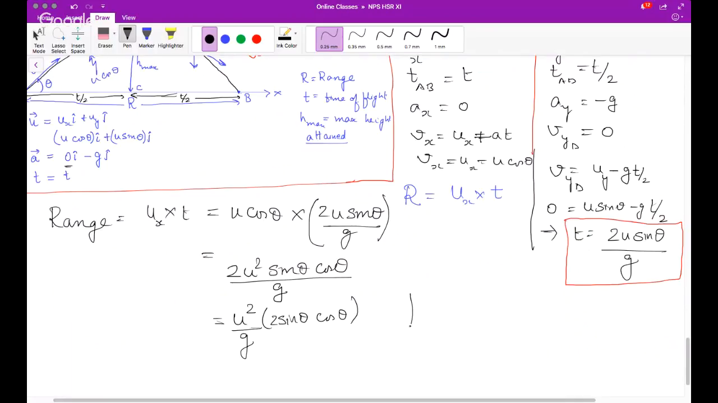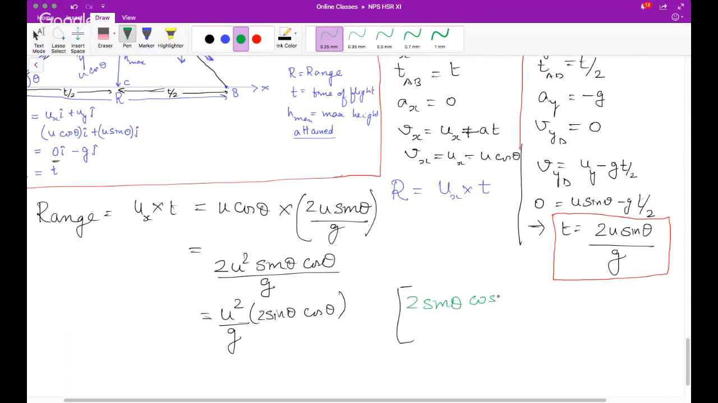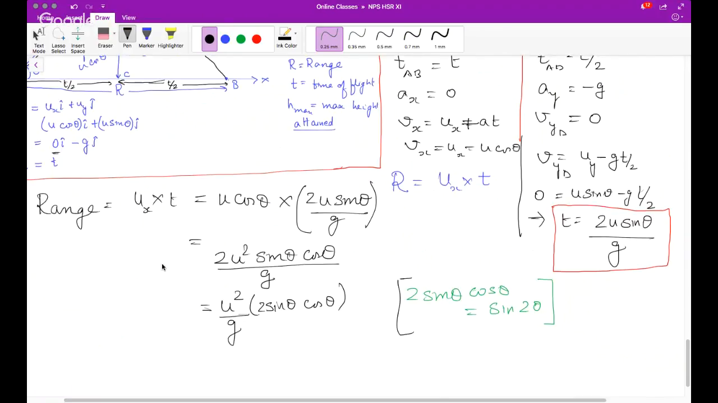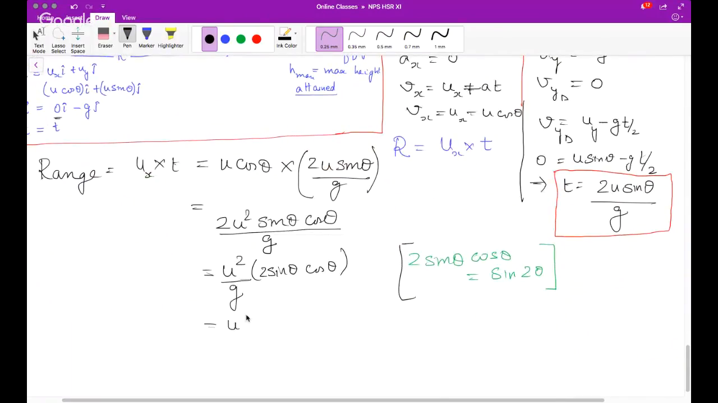Now in trigonometry we know 2 sine theta cos theta is nothing but sine of 2 theta. We have learned this. So this particular equation becomes u square by g sine 2 theta. So this is my range. The second equation which I got is R is equal to u square by g sine 2 theta.